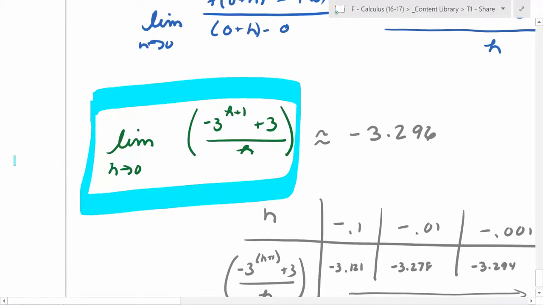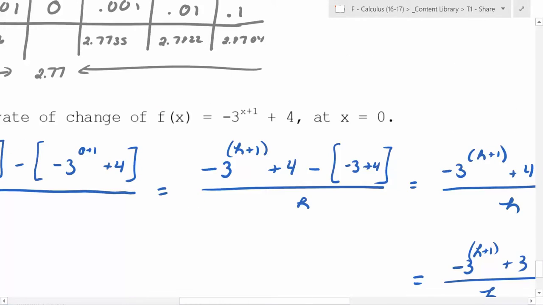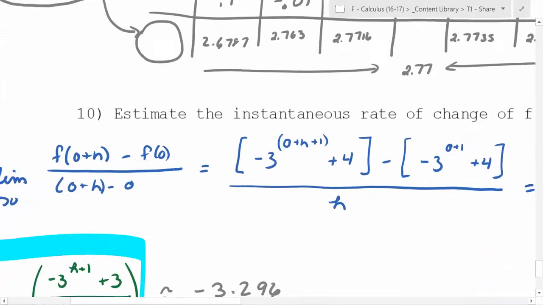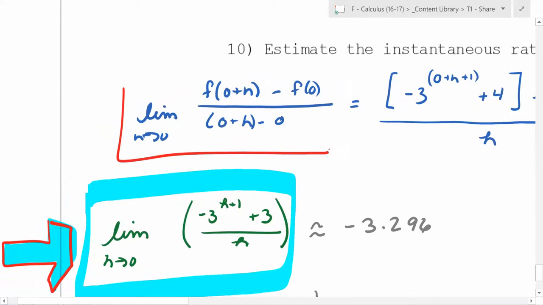Are you okay with how they got to here? How do you feel about that? Are you okay with getting to here? Okay, so let's take a look at here. You're supposed to estimate the instantaneous rate of change. So you're doing the limit as h goes to 0, right? Are you okay with that, the first one?